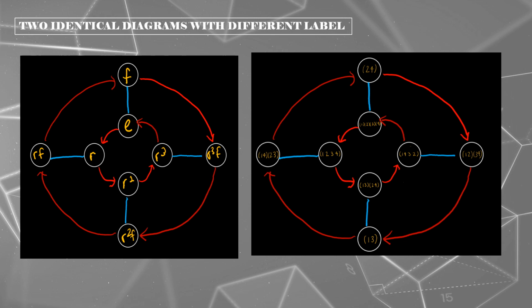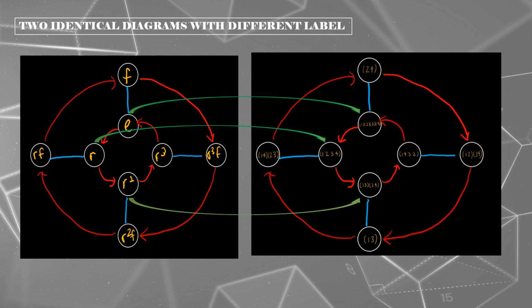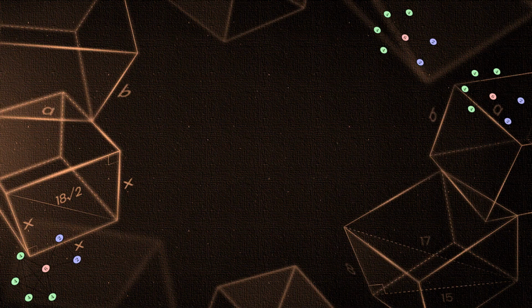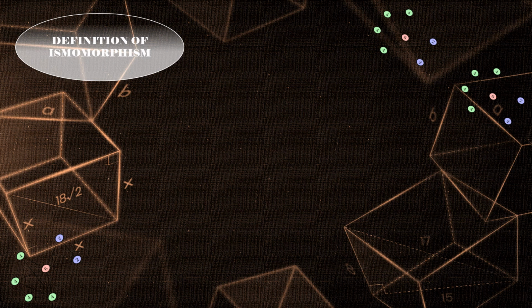Substituting our permutations into the Thales diagram, now we have two identical diagrams with different labels. E maps 1, 2, 3, and 4. R maps 1 goes to 2, 2 goes to 3, and 3 goes to 4. R squared maps 1 goes to 3 and 2 goes to 4. R cubed maps 1 goes to 4, 4 goes to 3, and 3 goes to 2. F maps 2 goes to 4. RF maps 1 goes to 4 and 2 goes to 3. R squared F maps 1 goes to 3, and R cubed F maps 1 goes to 2 and 3 goes to 4.